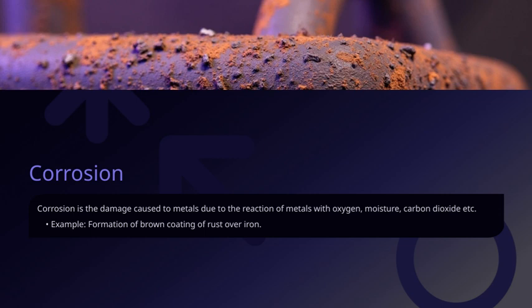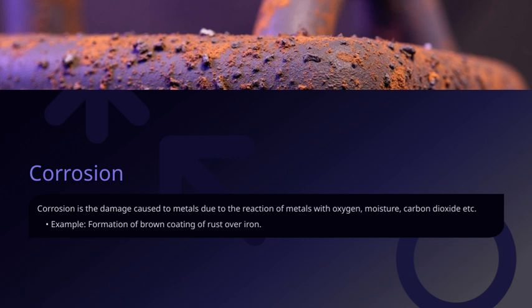This is a classic illustration of corrosion in action. Corrosion, in simple terms, is the damage that occurs when metals react with elements like oxygen, moisture, or carbon dioxide. These reactions gradually weaken the metal over time. So whenever you see that brown, flaky layer on iron or steel, you're witnessing corrosion.